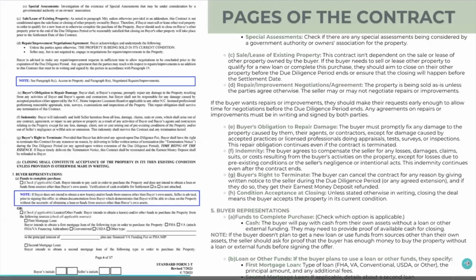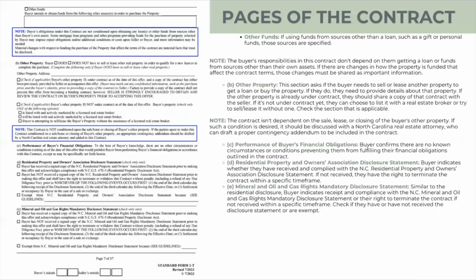B, loan or other funds. If the buyer plans to use a loan or other funds, they specify a first mortgage loan, which is an FHA, VA, conventional, USDA, or other, the principal amount and any additional fees, and a second mortgage loan. So if applicable, details about a second loan, and other funds. If using funds from sources other than a loan, such as a gift or personal fund, those sources must be specified.